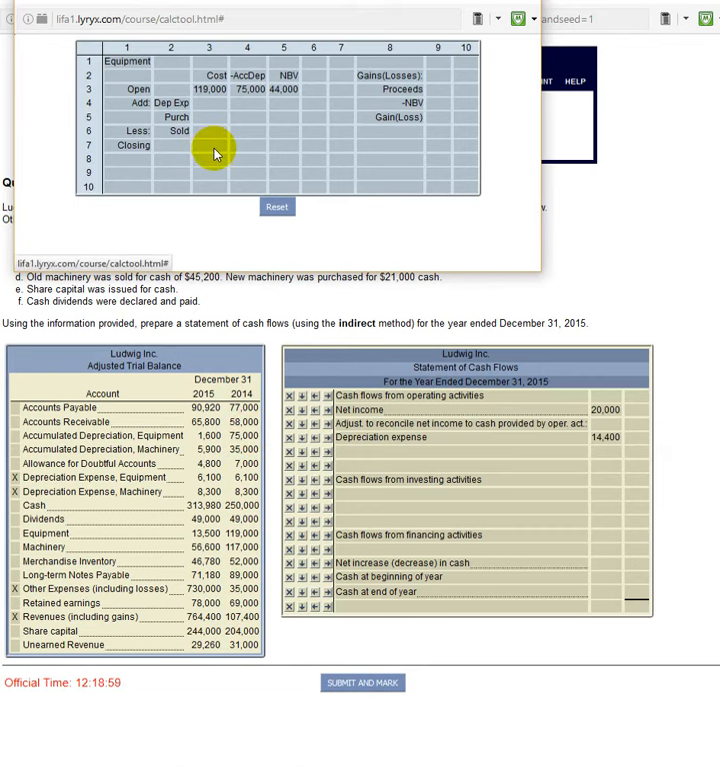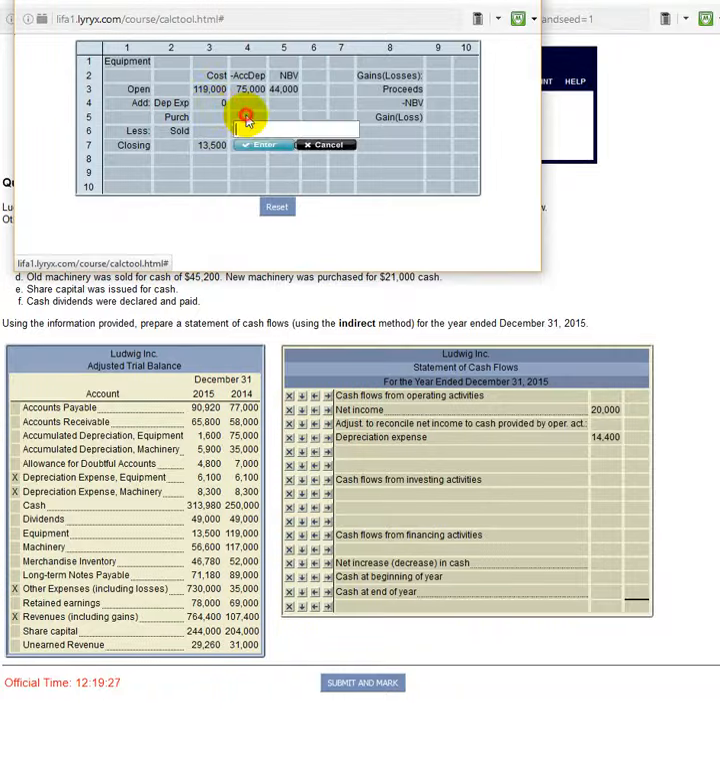We know the closing balance as well. So the closing balance in equipment is 13,500. That's the cost column. And then our accumulated depreciation on equipment is 1,600. Wow, that's not very much. Must have sold a lot of equipment. And then the net book value is the difference between those two, again, 11,900.